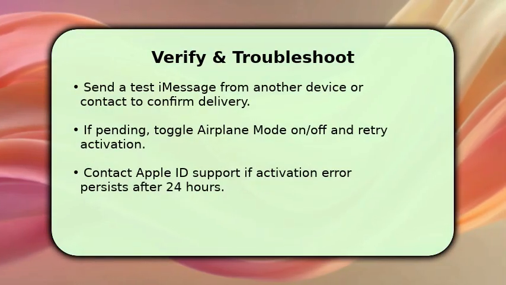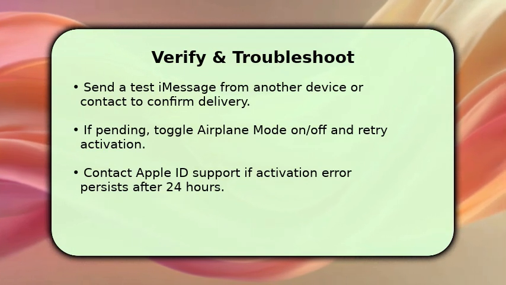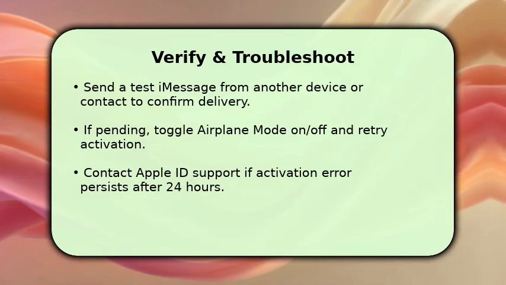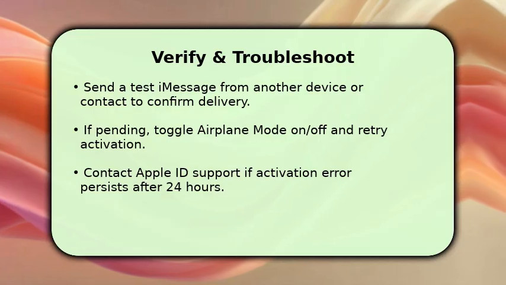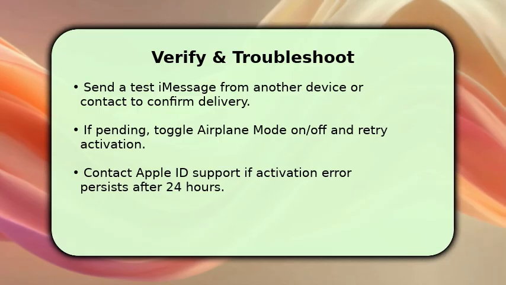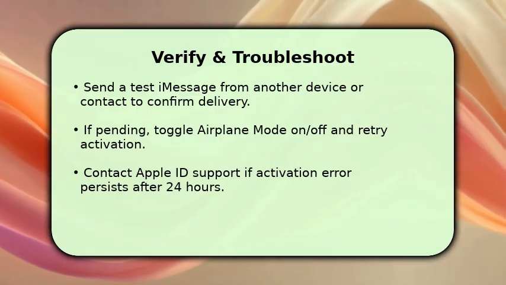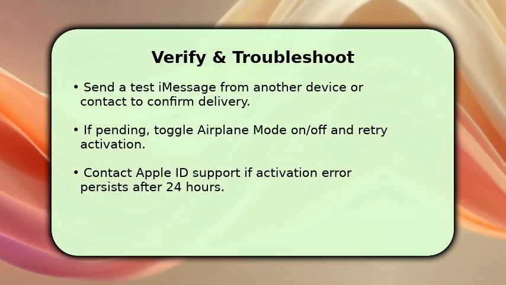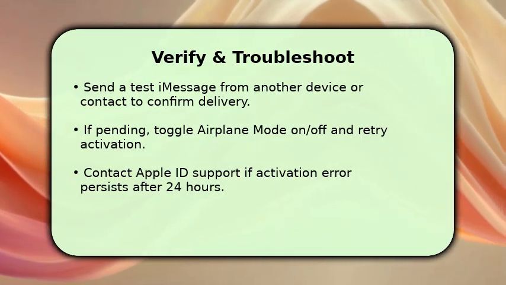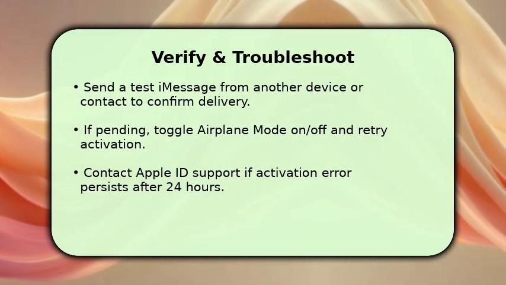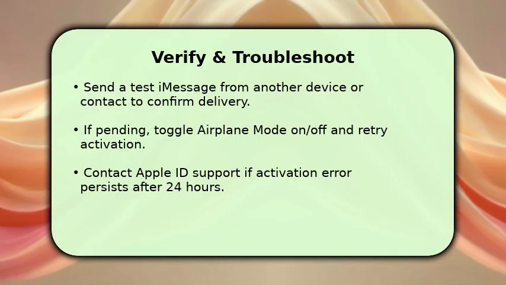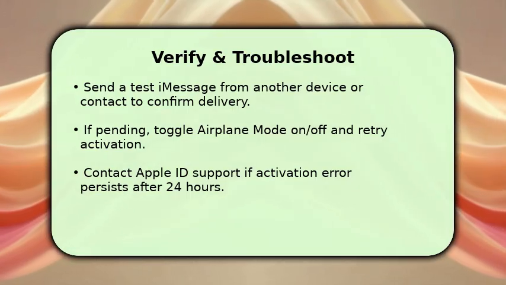Finish by testing and resolving common hiccups. Send an iMessage to and from another iPhone to confirm it appears as blue and shows the correct sender number. If messages show as green or pending, toggle airplane mode for 10 seconds, disable and re-enable iMessage, and verify SMS activation messages can be received on the new number. If activation errors persist beyond a day, contact Apple support with your Apple ID. They can inspect activation logs and resolve carrier or account-side issues quickly.